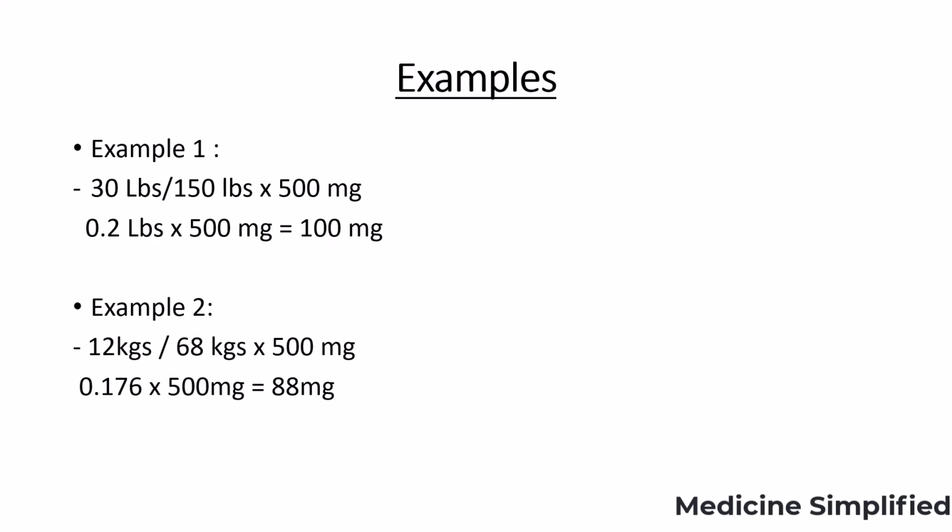Now we will convert it into kilograms. The weight of the pediatric patient is 12 kilograms, which is divided by 68 kilograms, multiplied by 500 milligrams, the advised adult dosage of the medication. After calculation, 12 by 68 gives 0.176, which is multiplied by 500 milligrams, which gives 88 milligrams. So the recommended pediatric dosage based on weight is 88 milligrams.